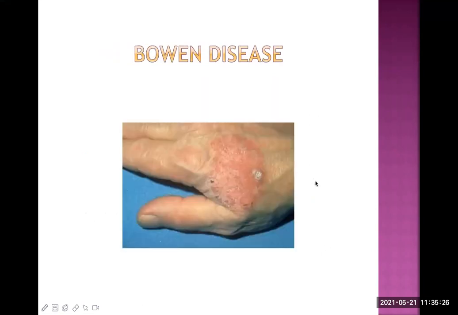Now see this picture here. There's no ulcer. This is not an ulcer. This is a plaque. See this irregular type of border, okay? A little bit of a pink appearance. Here is a bit of white appearance also in one small area. So we never say this is Bowen's disease by the look.